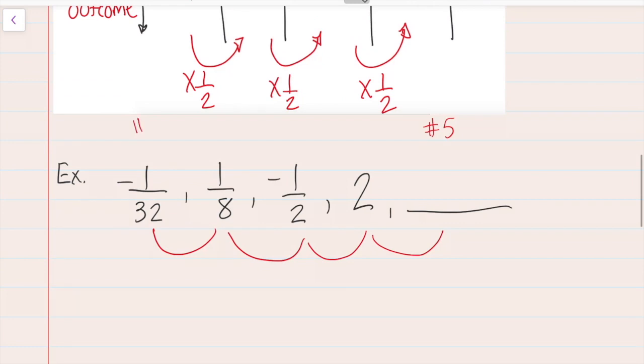So this is term number 1. We always go in order. Term number 2, term number 3, term number 4. How do we find the fifth term? That's what we need to find.